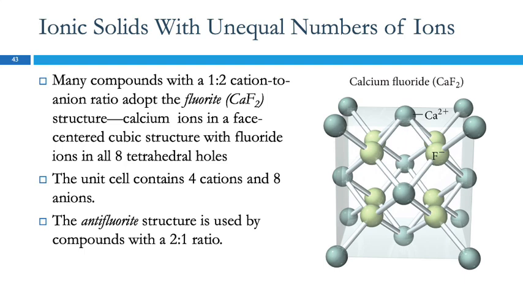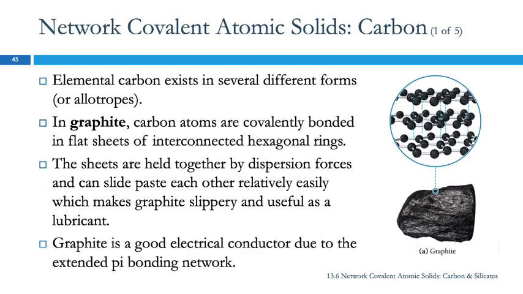If you have a 1-to-2 cation to anion ratio, a lot of these will be a fluorite structure. So here the calcium ions are at the corners, and again, we've got that face-centered unit cell with the other ions being in between. You can also have an anti-fluorite structure if instead of 2 anions, you've got 2 cations to 1 anion. Again, you don't need to know those names.